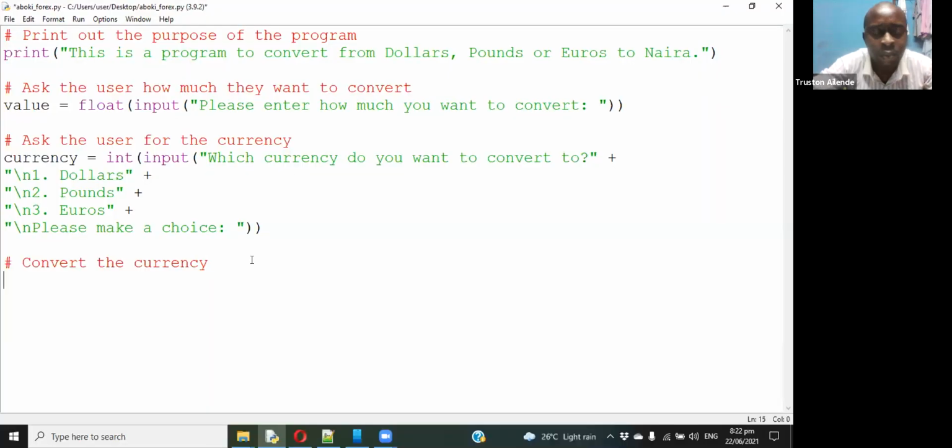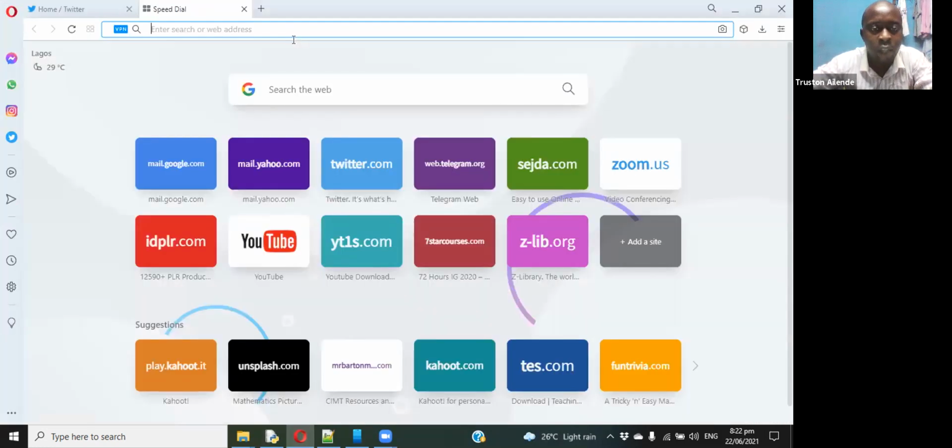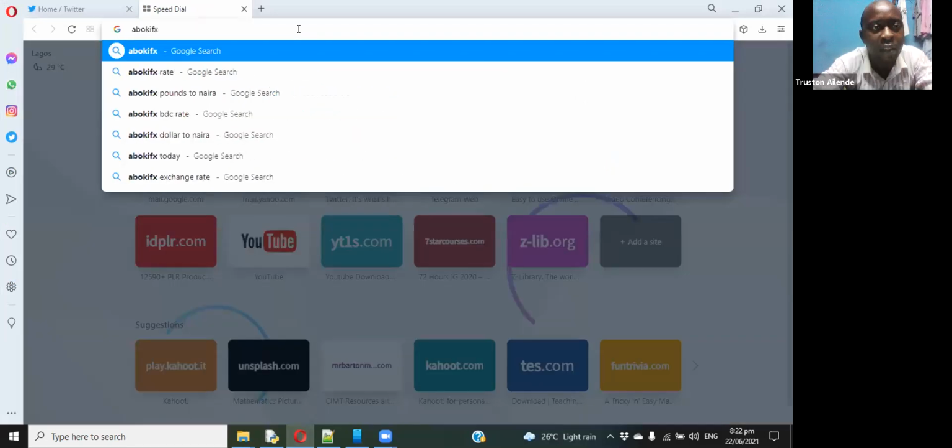So convert the currency. So we'll now say if currency is equals to 1, that means the user chose dollars. What do we do? Convert to dollars. So amount is equals to value times... So let's go to Aboki FX.